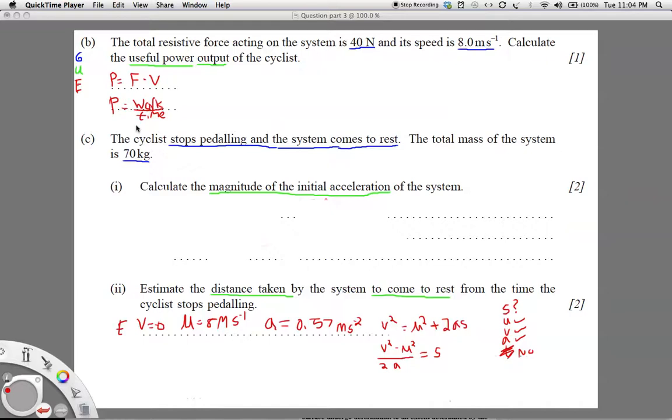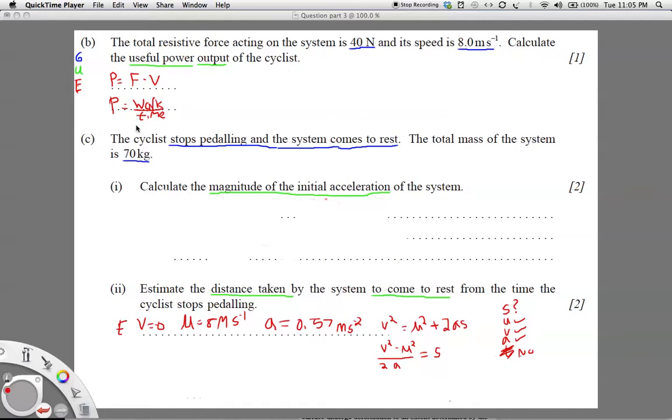Okay, this is question 3, part 2. The total resistive force acting on the system is 40 newtons, and its speed is 8 meters per second. Calculate the useful power output of the cyclist. I highlighted my givens, 40 newtons and 8 meters per second, and my unknown is the useful power output.